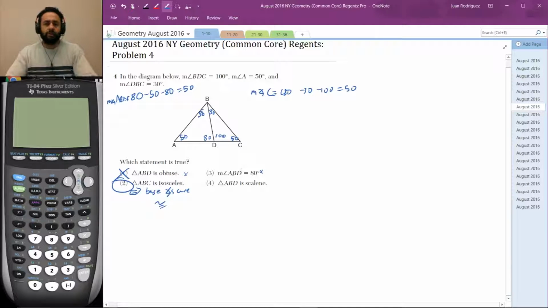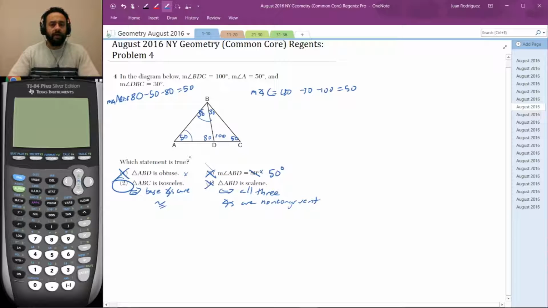So to check our answer, the measure of angle ABD is 80? We just checked it, it's 50. So that's not the answer. And triangle ABD is scalene? Triangle ABD has a 50-degree angle here and a 50-degree angle here, so it's isosceles for the same reason. A triangle is scalene if and only if all three angles are non-congruent. It has two 50-degree angles, so they're congruent. So that's not the answer.